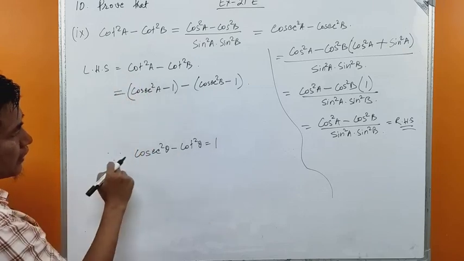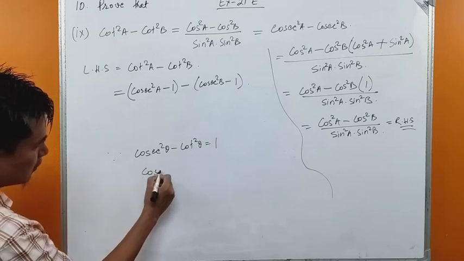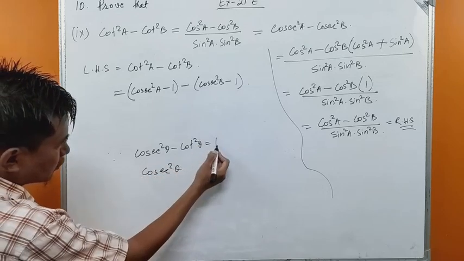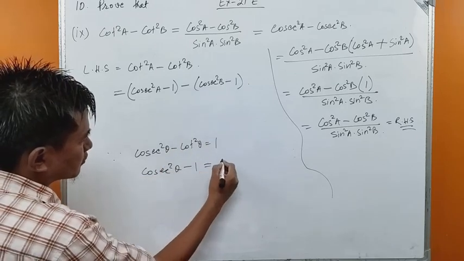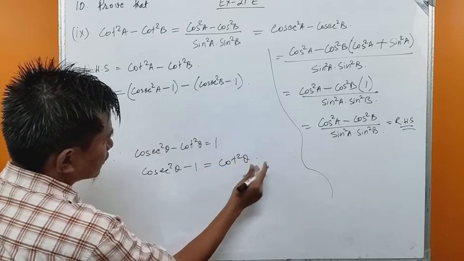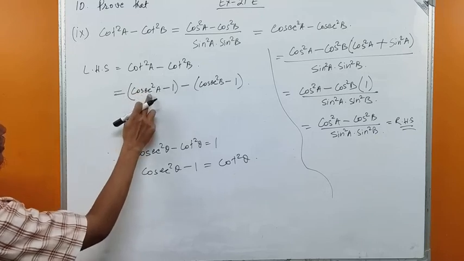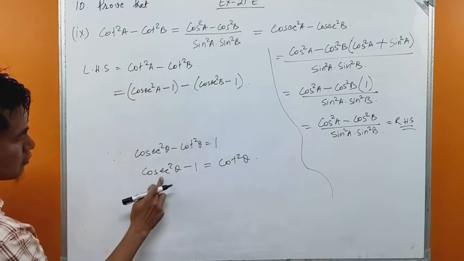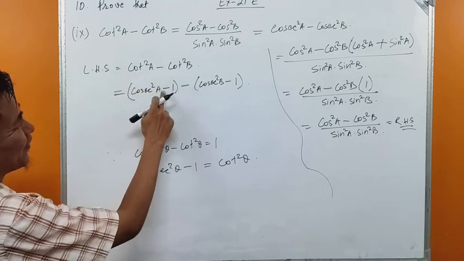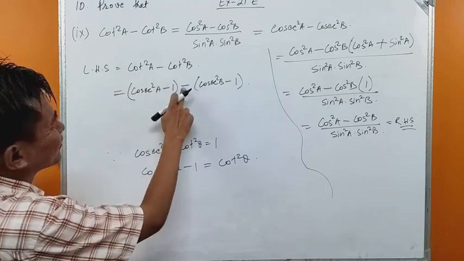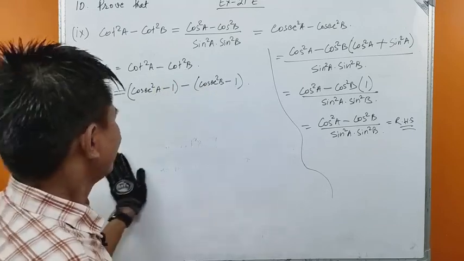So instead of cot square A, I take it to the right hand side, cosec square theta, this one I bring to the left hand side, minus 1. Now minus cot square theta goes to the right hand side, becomes plus cot square theta, isn't it? So cot square theta is cosec square theta minus 1. So cot square A is cosec square A minus 1, isn't it? Similarly, this minus sign comes here. Cot square B means cosec square B minus 1. I hope you got this.